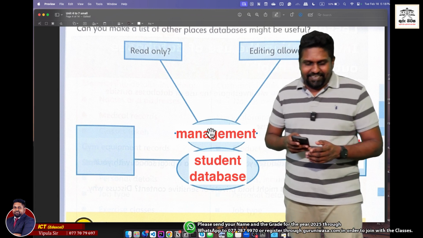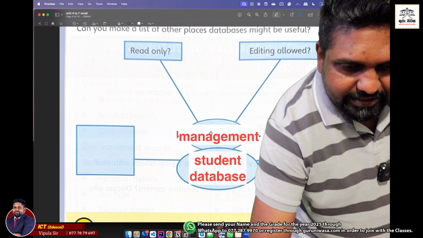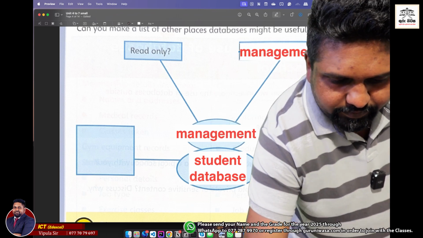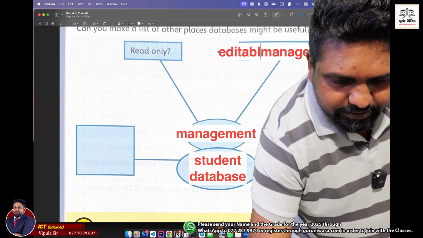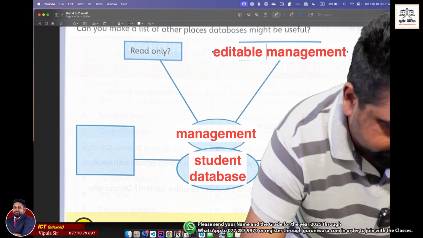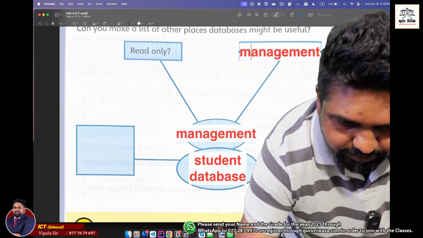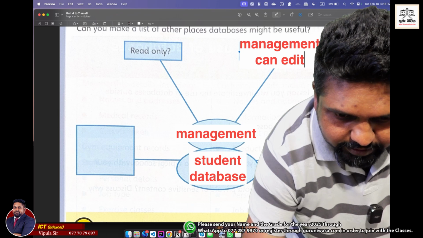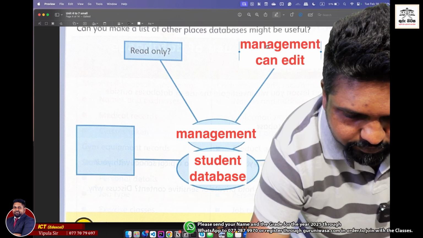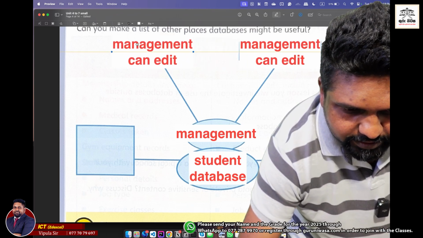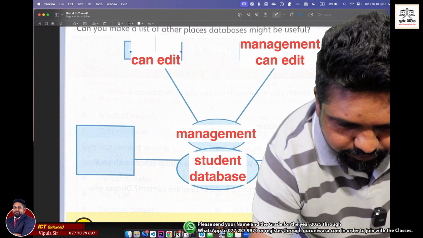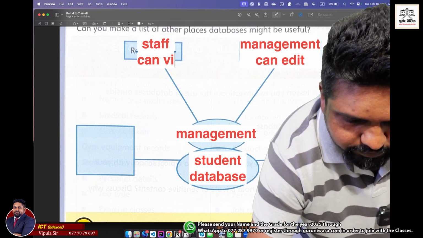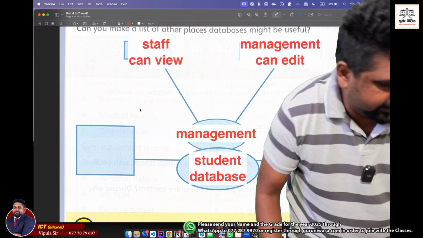So then let's copy this and I'll put it down. Editable: management, we'll call it like this. Management can edit, and staff can view. You can call it something like this.